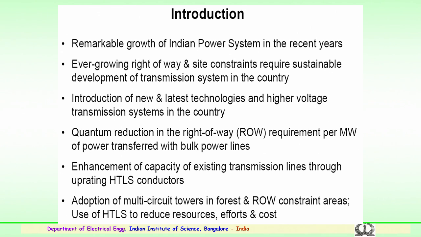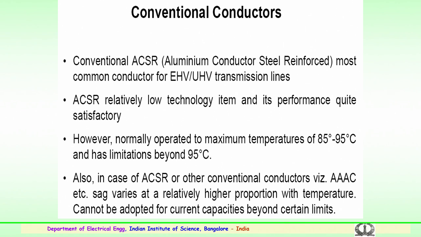In such places, high temperature low sag conductors are used to reduce the resources, the efforts, and also the economic cost of the transmission lines. We will discuss the conventional conductor initially, then we will move on to the high temperature low sag or high temperature high current conductors.